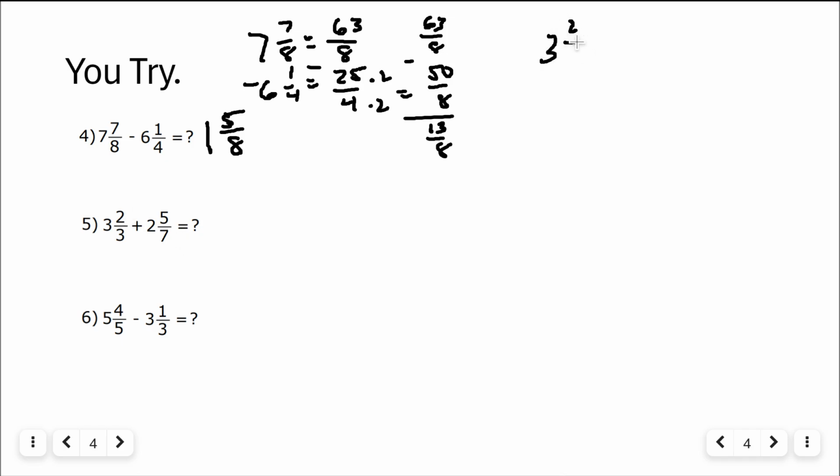3 2/3 plus 2 5/7. So let's convert it. 3 times 3 is 9, and 2 is 11 over 3. And then 2 times 7 is 14, and 5 makes 19 over 7. So my common denominator between 3 and 7 is 21.